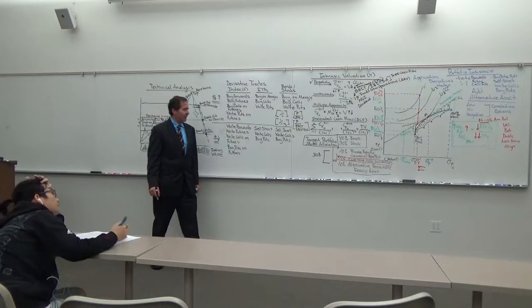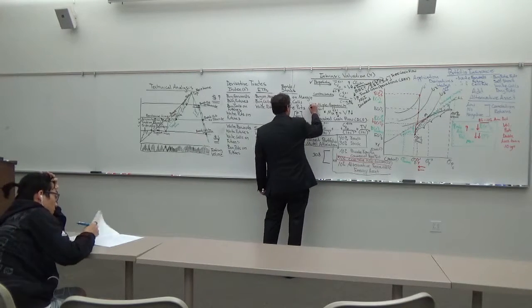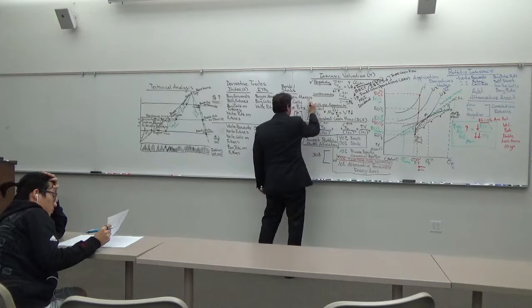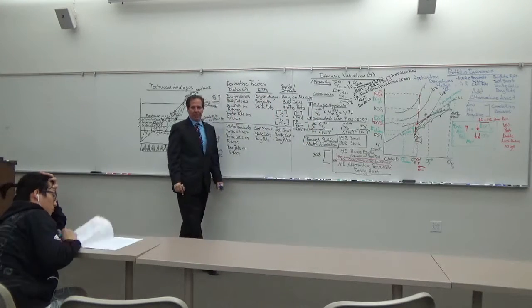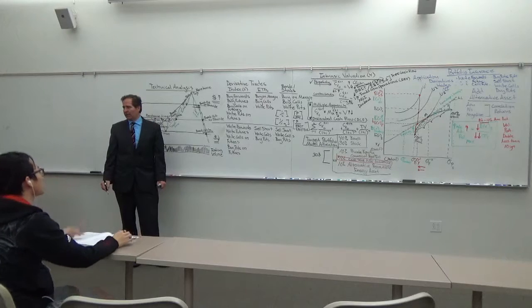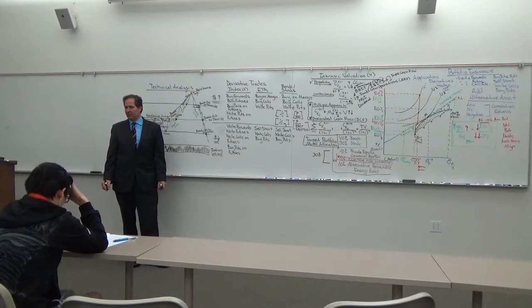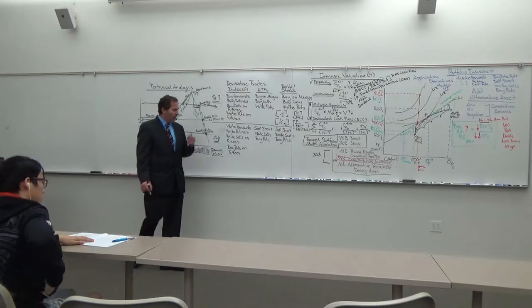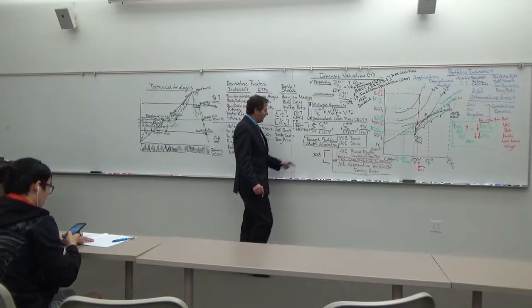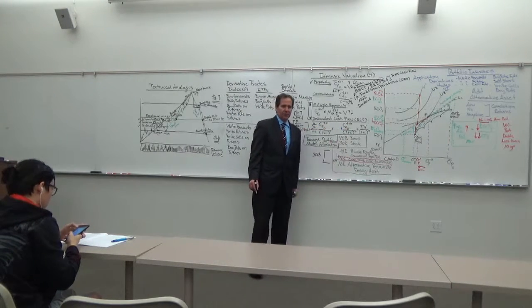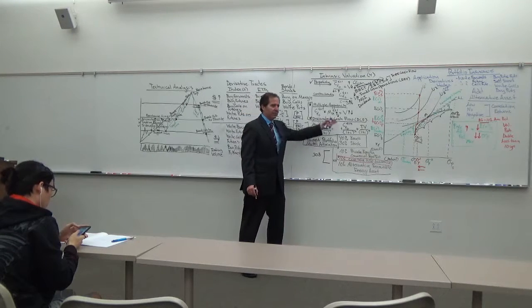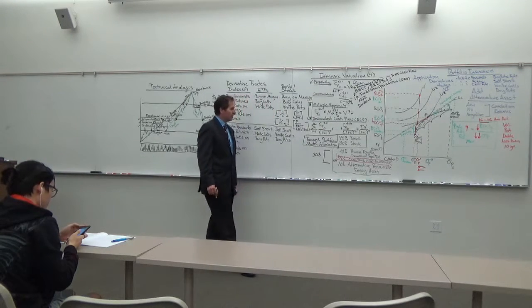The discounted cash flow model, these are the most popular models right here. They're used by CFOs and Wall Street, investment bankers, hedge fund managers, venture capitalists. They use the multiple and the discounted cash flow model. And the discounted cash flow model is a series of cash flows. And these cash flows are probably going to grow at some rate over the time periods.